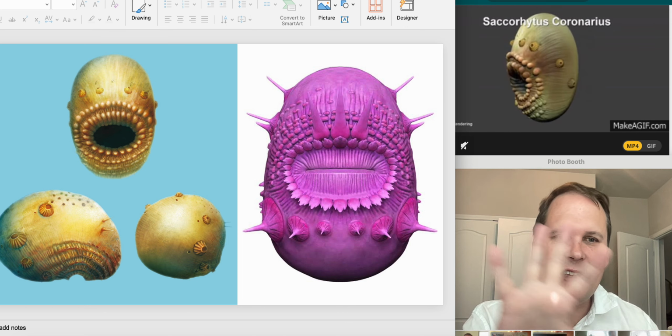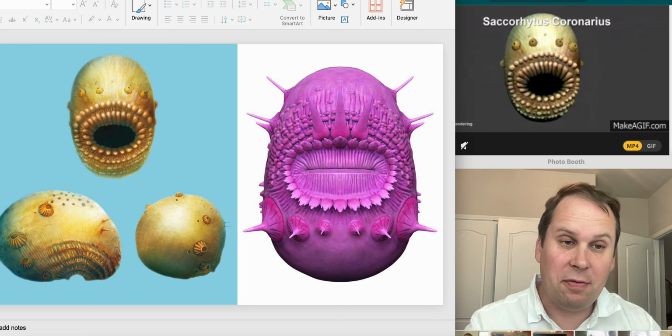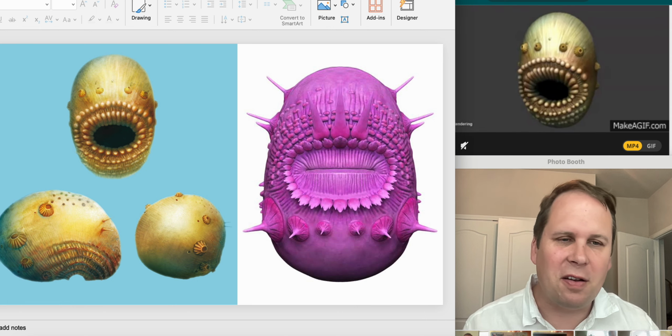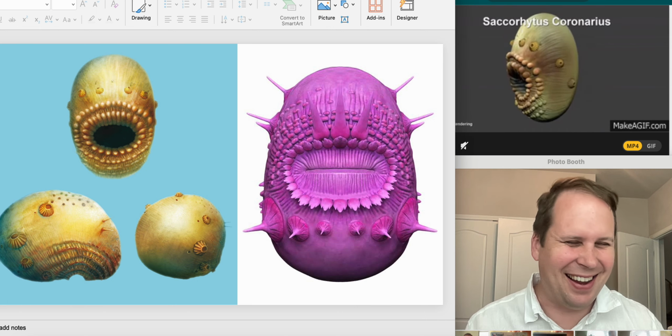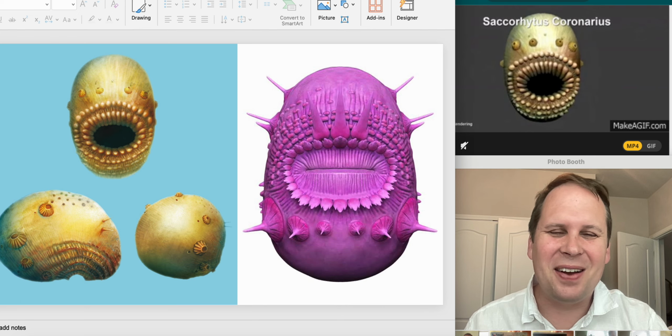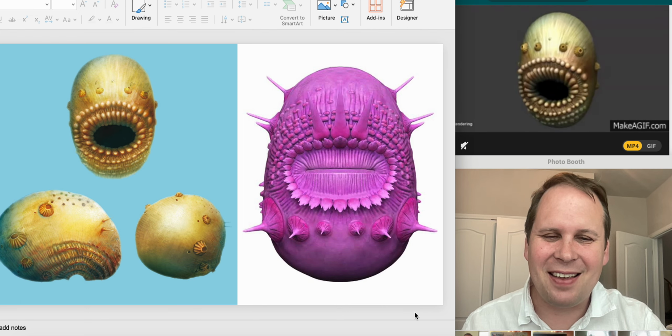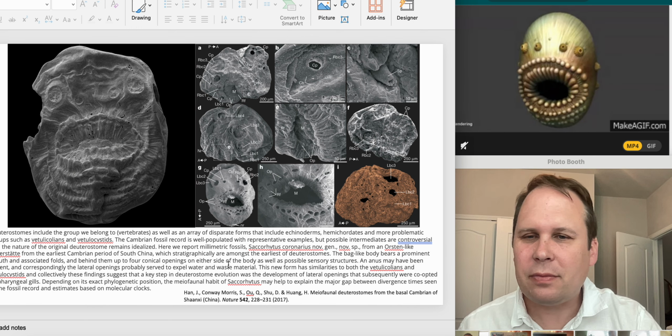And these are all the same thing, shown from different views and in different reconstructions from a little earlier or later. And yeah, there's something else, aren't they? Let's go learn a little more about these guys.